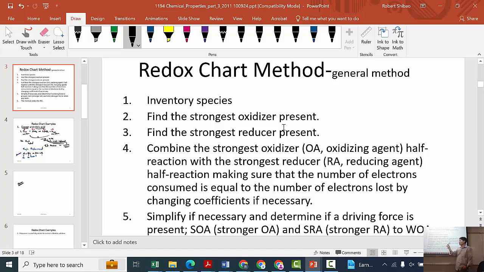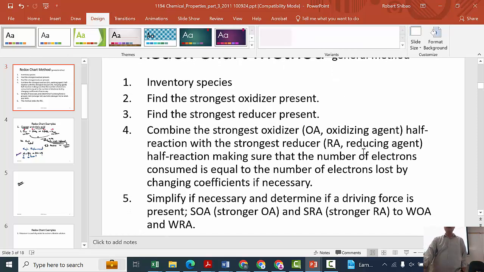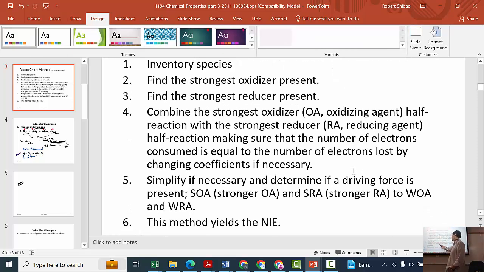And then we'll do this cross multiplication step, and then add and simplify, and then look for a driving force. The driving force for redox is stronger oxidizer to weaker oxidizer and stronger reducer to weaker reducer. This is the driving force. And this yields the NIE. So let's just do an example of this here.